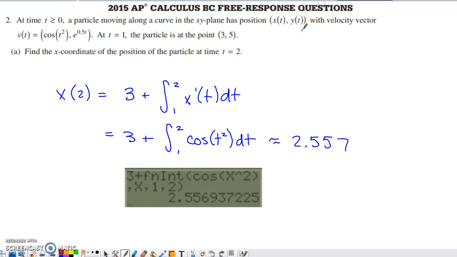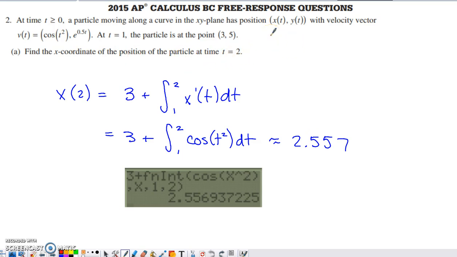t. What they provide us is not necessarily with x of t and y of t, but they provide us with the velocity vector for this particular particle. So we know that the x component of velocity is given by this, and the y component of velocity is given by this exponential piece. And then they go on to tell us that at time 1 we have a set of coordinates of 3, 5 for the position of the object. What part A asks of us is to try to find the x coordinate of this particle at time 2.